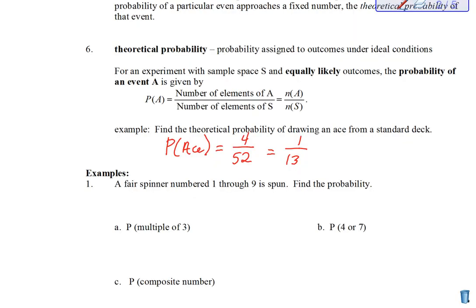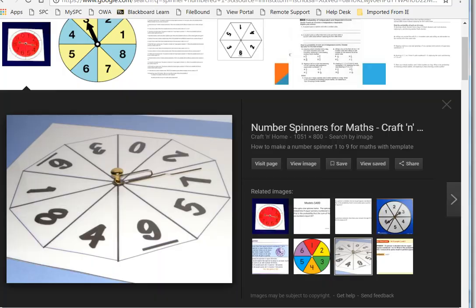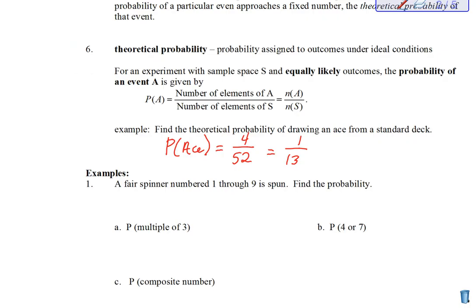So if I have the numbers 1 through 9, I want to know if I spin it, what's the probability I get a multiple of 3? Well, if I pull that spinner back up and I look at which numbers are the multiples of 3, that would be 3, 6, and 9. Those are multiples of 3. So the probability of getting a multiple of 3 is 3 outcomes out of 9 total outcomes, and that reduces to be 1/3.